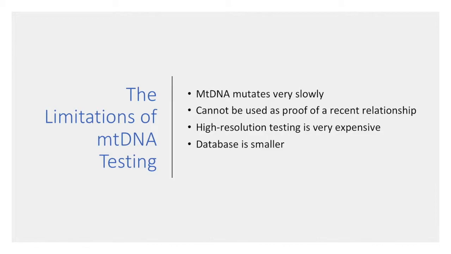In terms of limitations, I talked a minute ago about how it mutates incredibly slowly, so you can match someone perfectly, and that's only telling you that you're related in the last 1,000 years or so. It cannot be used as proof of a recent relationship. It can only be used as supporting evidence. And getting the highest resolution test is extremely expensive, and of course it's a bigger gamble than the other tests because the data is a little bit less useful for your recent research.